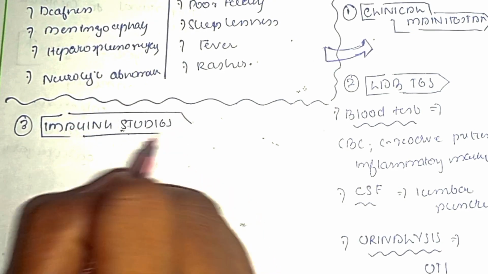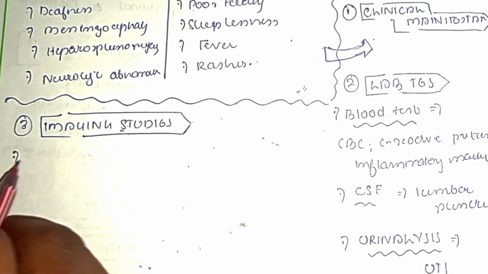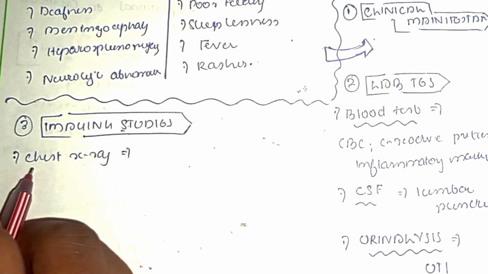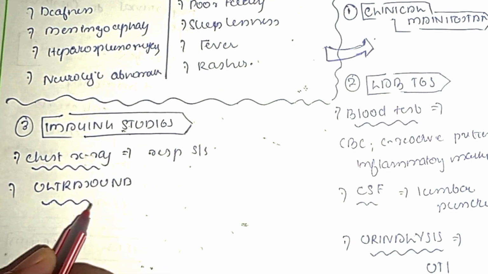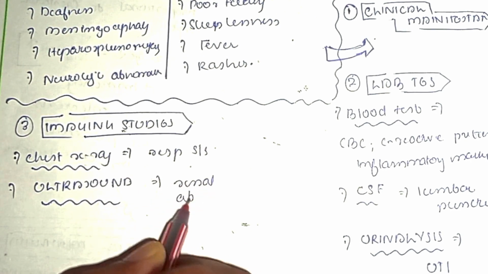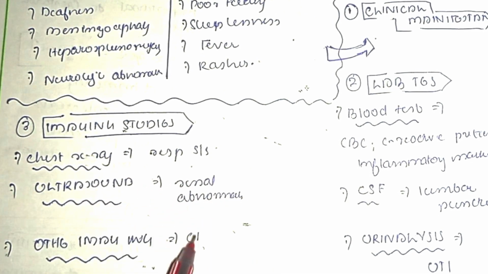The third one is the imaging studies, that is the chest x-ray, ultrasound, and other imaging tests. The first one is the chest x-ray. It is mainly used to identify respiratory signs and symptoms. The ultrasound is mainly used to identify the renal abnormalities of the patient. And other imaging tests include the CT scan and also MRI of the patient.